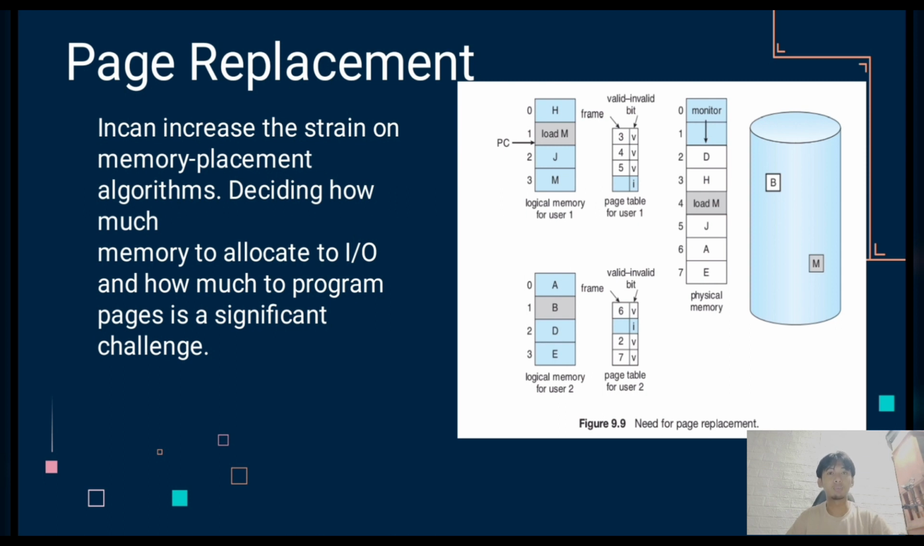Over-allocation of memory manifests itself as follows. While a user process is executing, a page fault occurs. The operating system determines where the desired page is residing on the disk, but then finds that there are no free frames on the free-frame list, and all memory is in use, as the figure is showing.